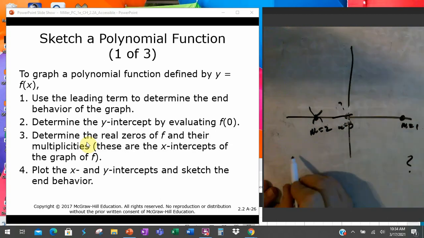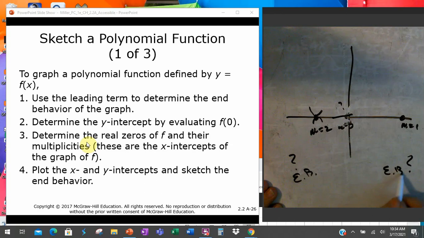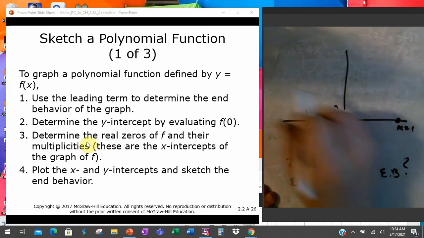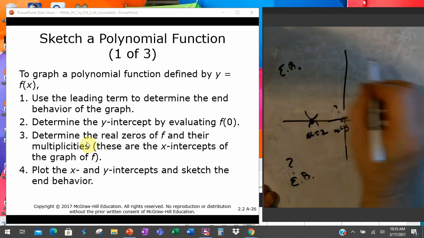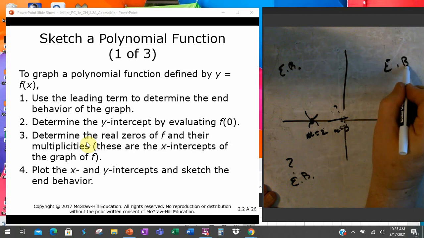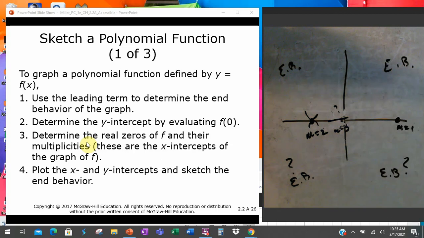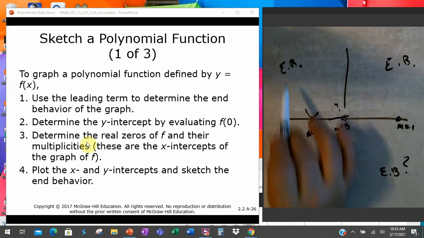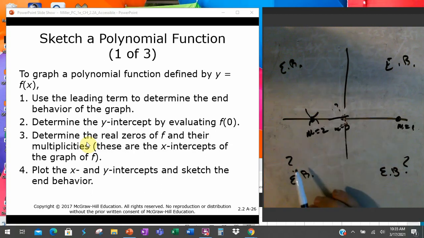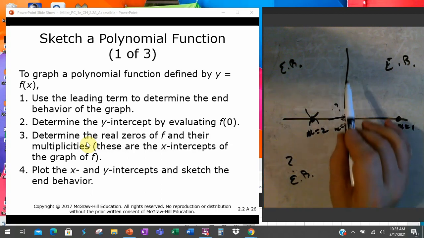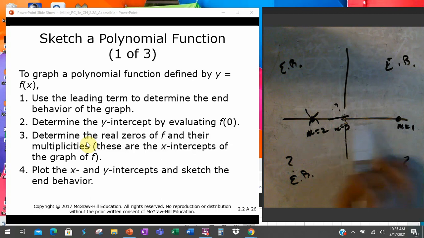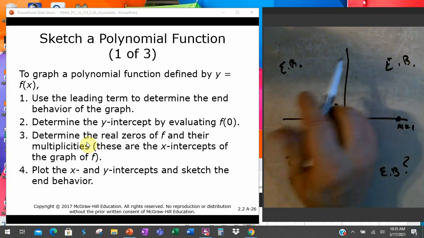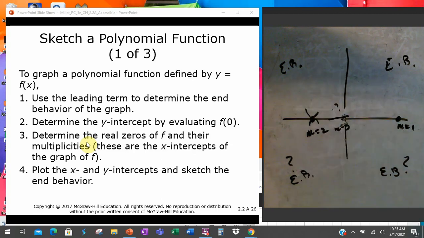But we always have to know the end behavior, to know what this thing is going to do at the outside. We've got to start from this. I start from left to right, start from this end behavior, whichever one I'm going to do, and then I start going through zeros and the y-intercepts, making sure I use the right multiplicities to get me where I need to go.